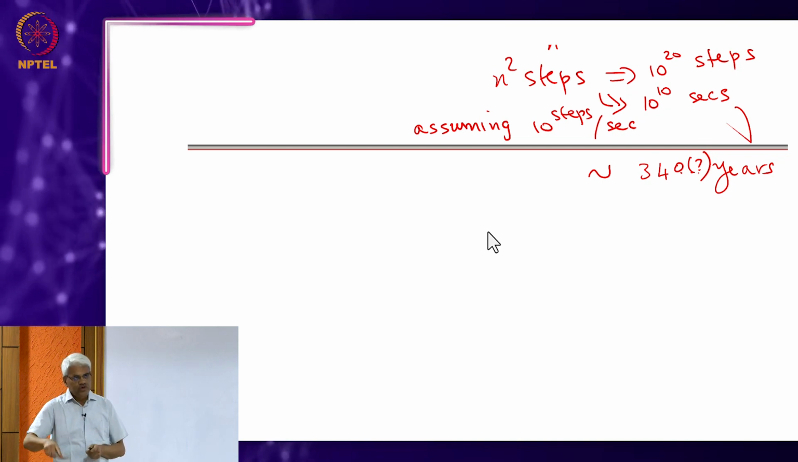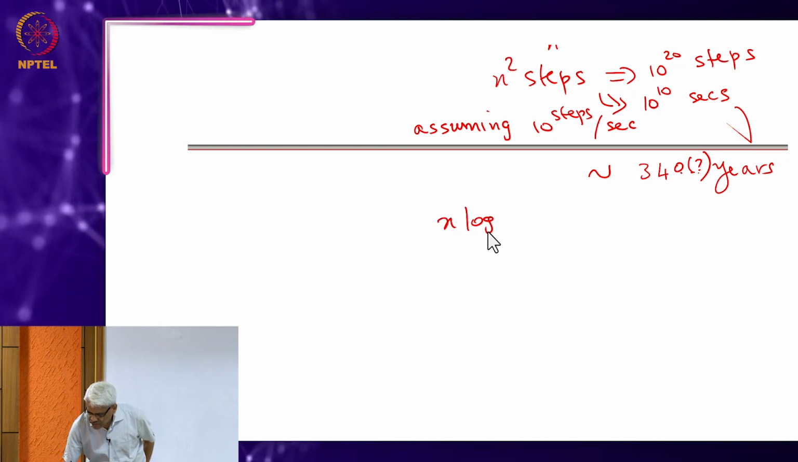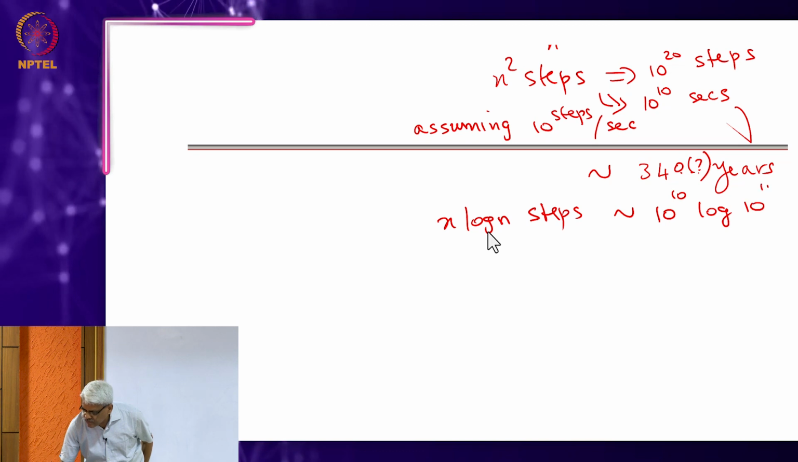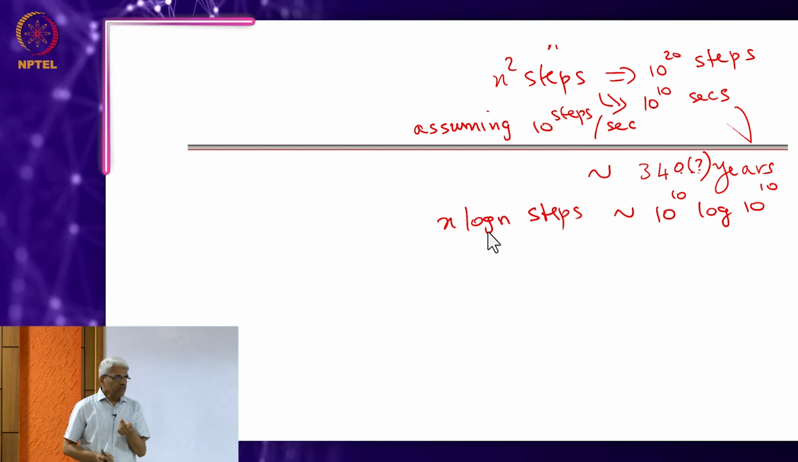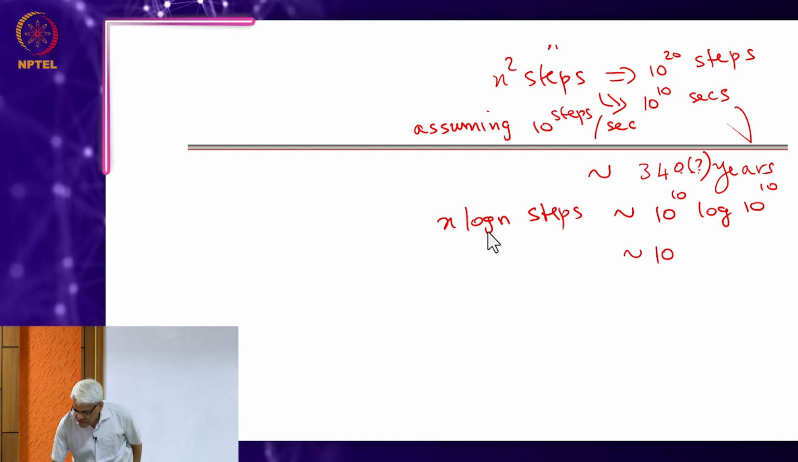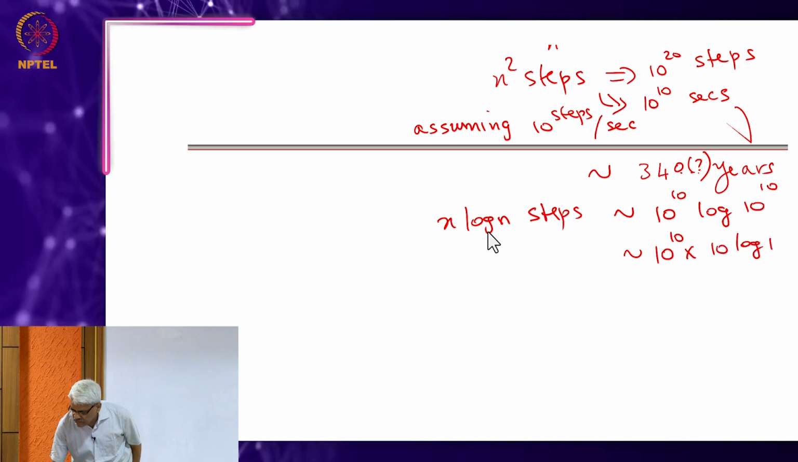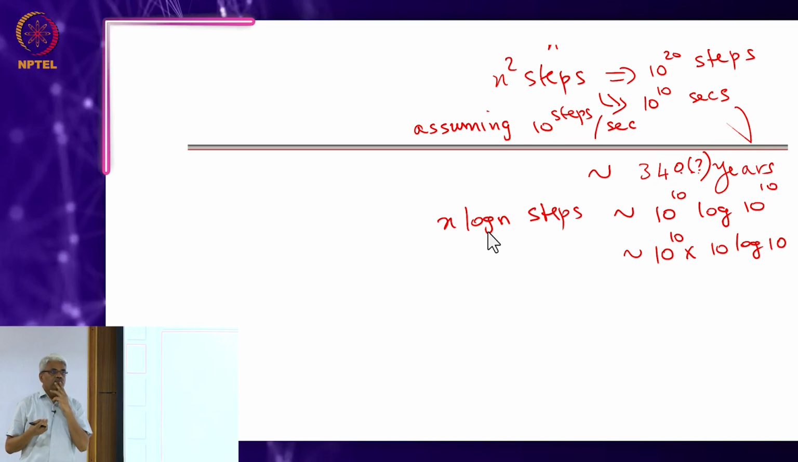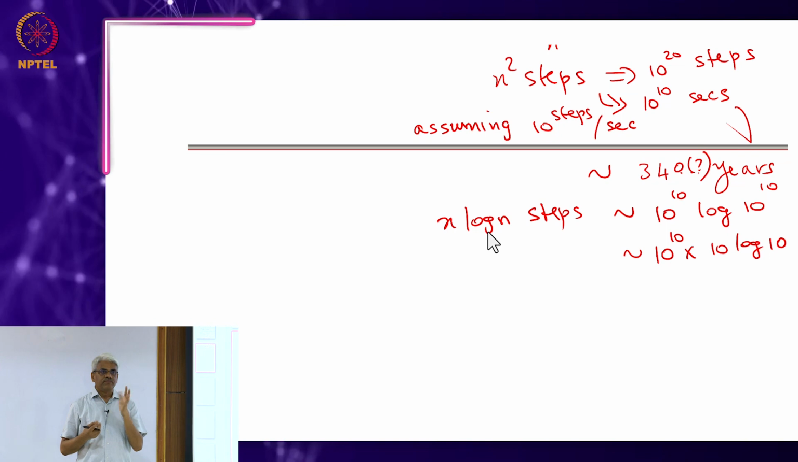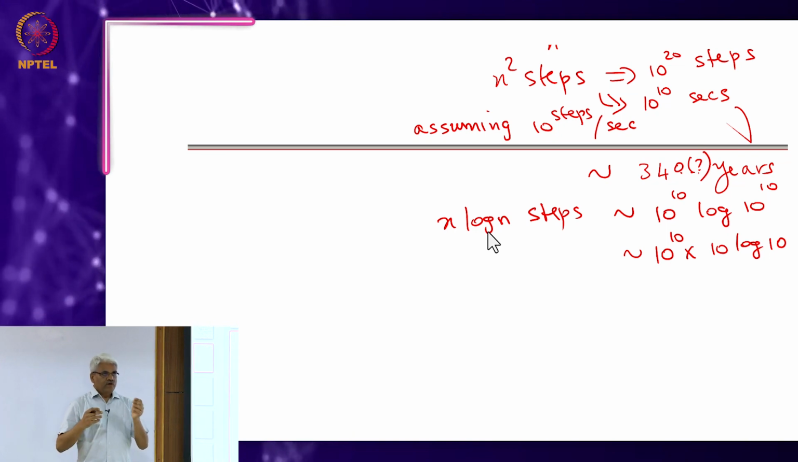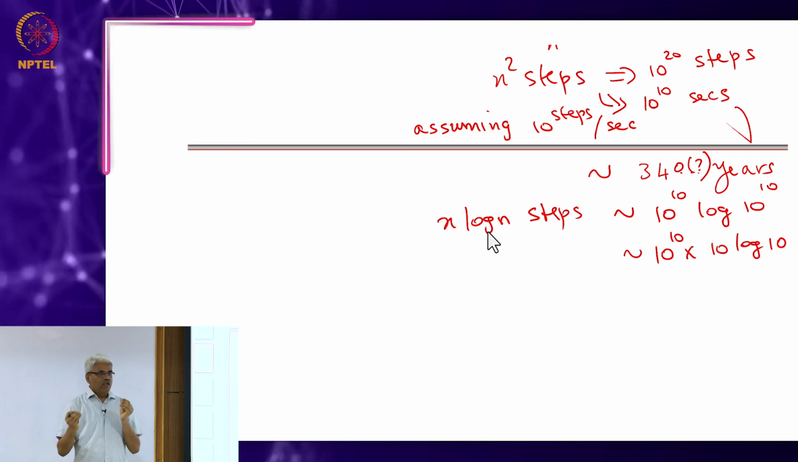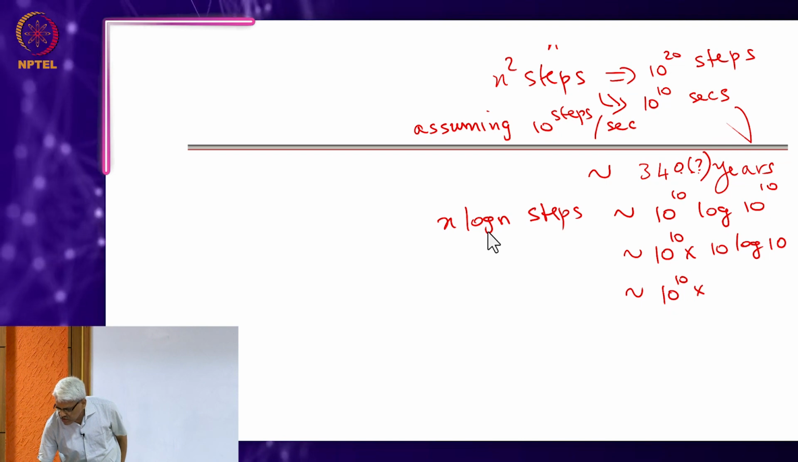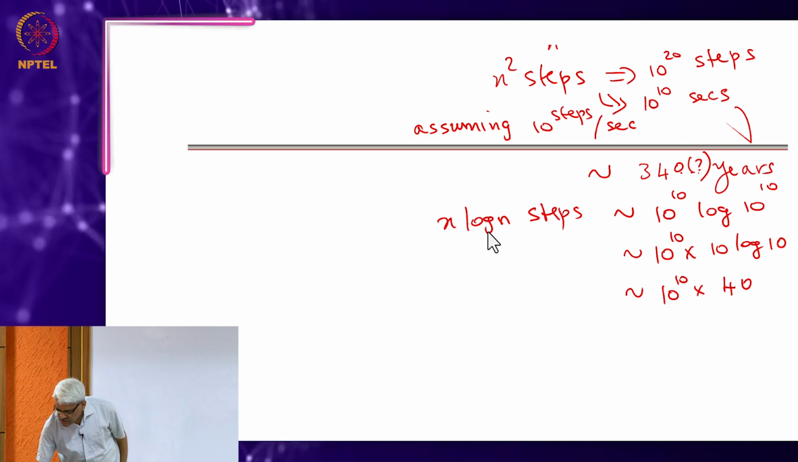Linear is okay. N log n is fine because if you do the same computation, n log n is 10 power 10 into log 10 power 10. What is log 10 power 10? So it's 10 power 10 into 10 into log 10. In computer science, logs are always base 2. So what is log 10 to the base 2? 3 point something, right? Because log 8 is 3, log 16 is 4. So log 10 is something between 3 and 4. So this is roughly 10 power 10 into, even if I assume 4, this is the number of steps.